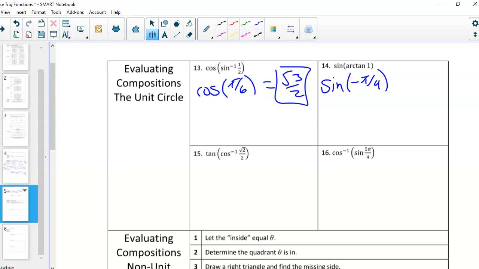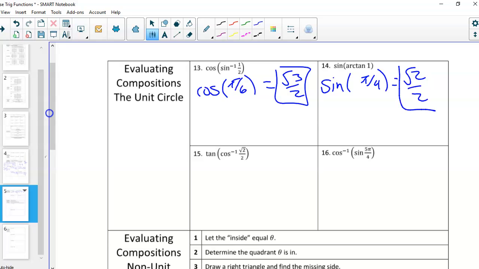Now we're looking at what is sine of negative pi over 4. Isn't it just 1? I'm sorry, yes. So it would just be pi over 4. So what is the sine of pi over 4? Root 2 over 2.